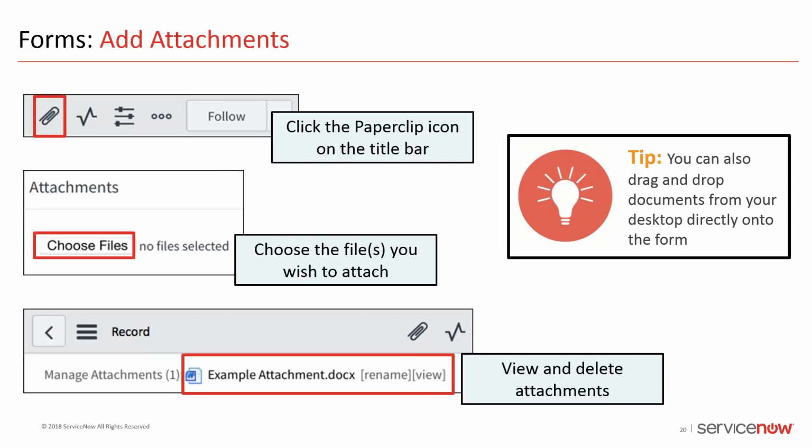To remove a saved attachment, click the paperclip icon or Manage Attachments, select the document to remove, and select Remove. The default size limit for an attachment is 1 gig. However, this may be changed by your system administrator.